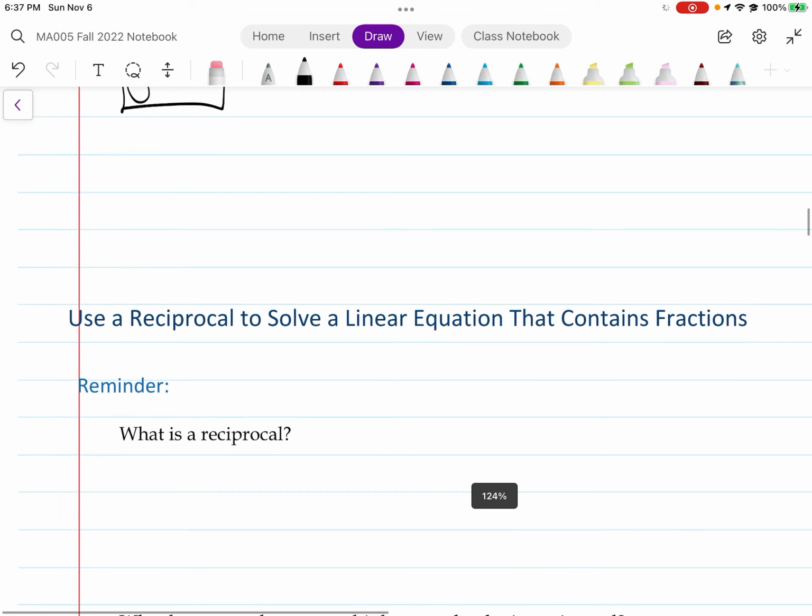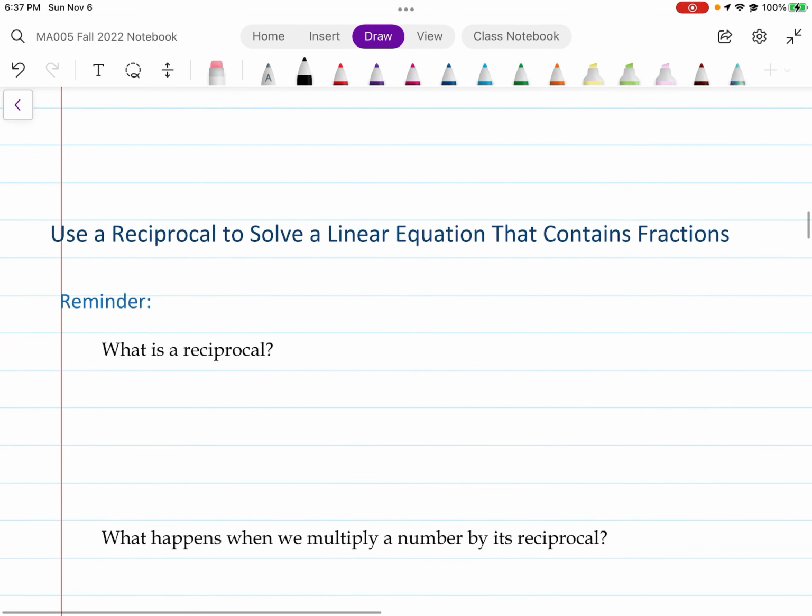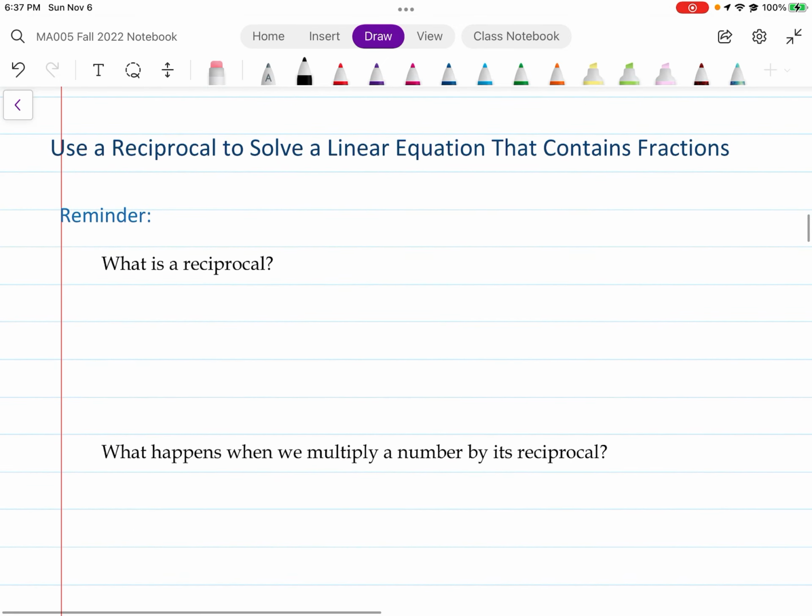All right, so using a reciprocal to solve a linear equation that contains fractions is our next topic. So first let's talk about what is a reciprocal. A reciprocal is some number that when we multiply it by our original number, we get 1. Okay, so the product is 1. So that means if we have 2/3, what is its reciprocal? Well, we'd have to multiply it times 3 halves. So the reciprocal is 3 halves in order to get 1.